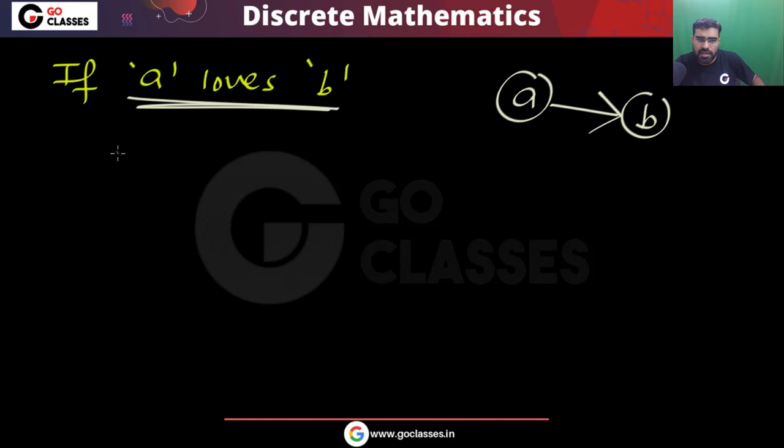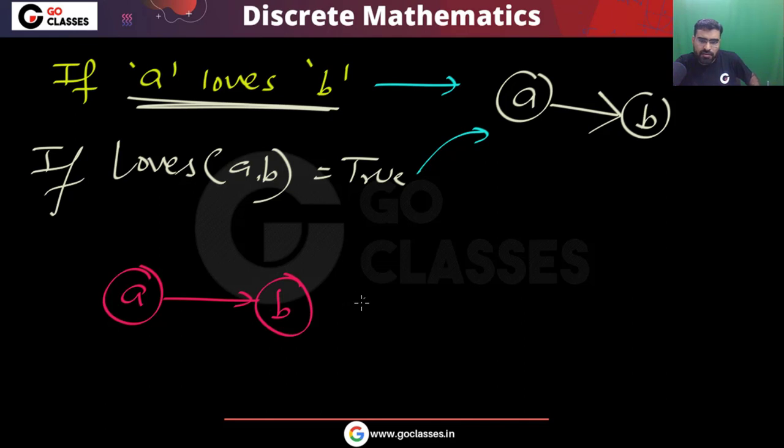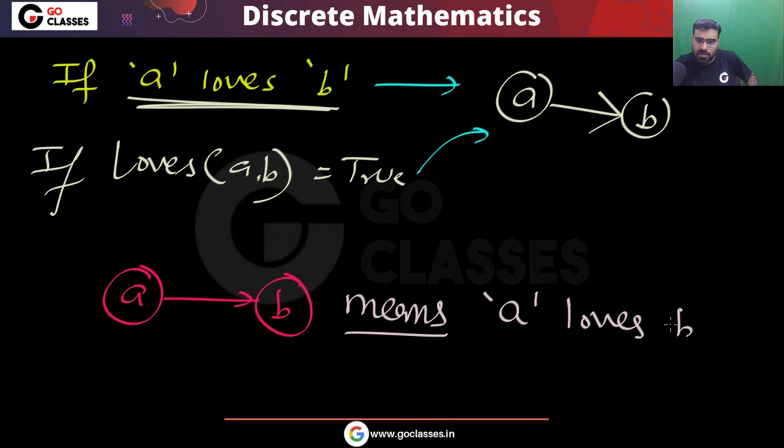So if A loves B, it simply means that loves(A, B) is true. If loves(A, B) is true, then we create this type of diagram, that A loves B. And also remember, if you have this type of diagram, where there is an arrow from A to B, it means that A loves B. I hope this point is clear to everyone. For example, if you have this type of arrow from A to A, that simply means that A loves A.